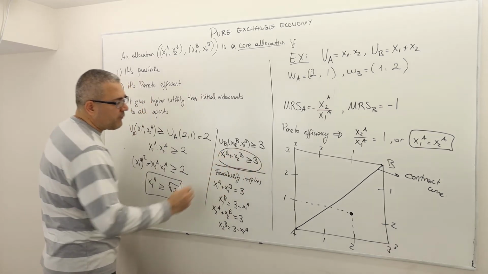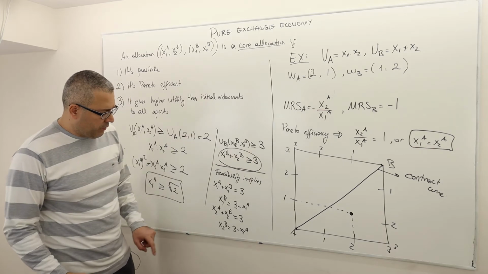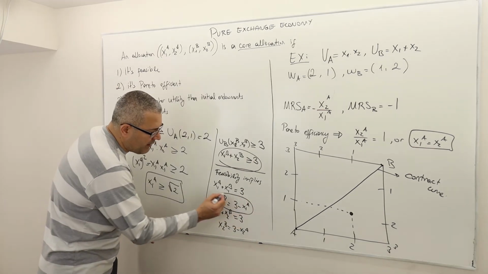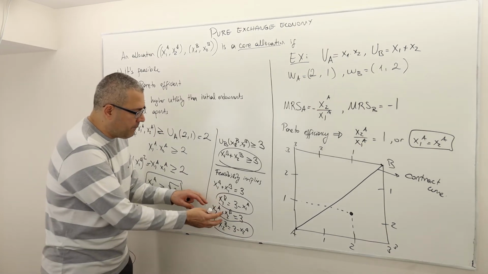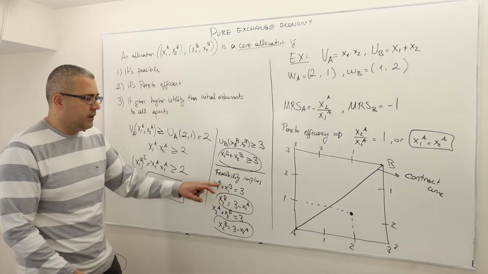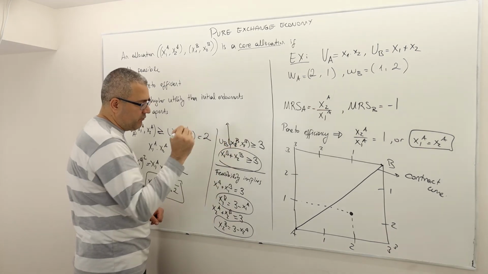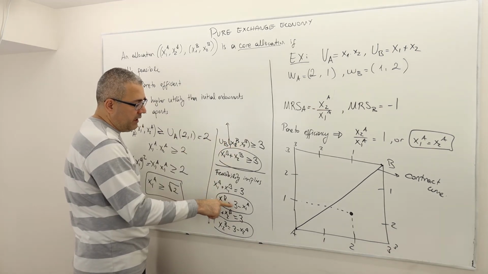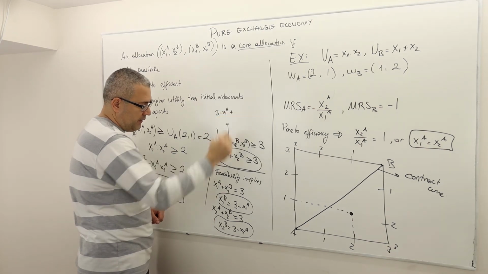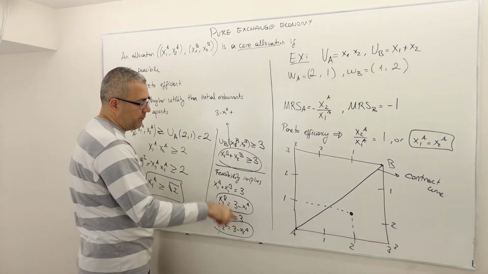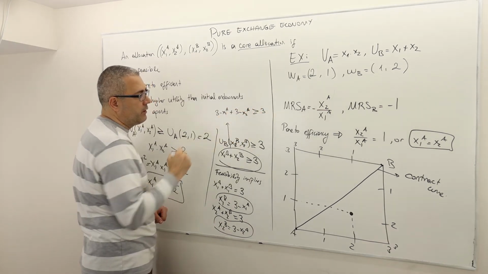Remember, core allocation means this sum is greater than or equal to 3, but I can write that sum by plugging those things in. So x1b, instead of it, I'm going to write 3 minus x1a, plus, instead of x2b, I'm going to write 3 minus x2a, has to be greater than or equal to 3.